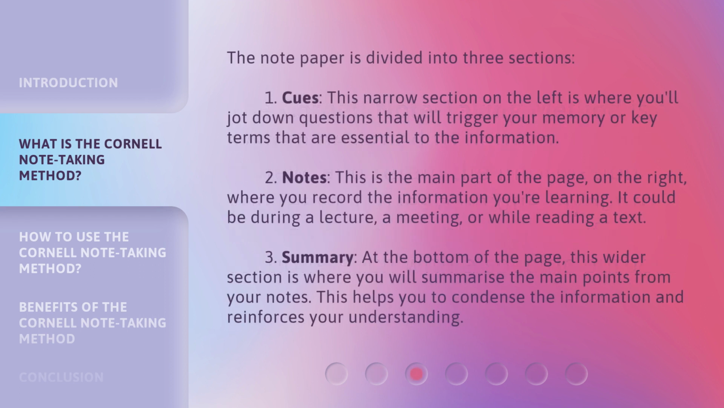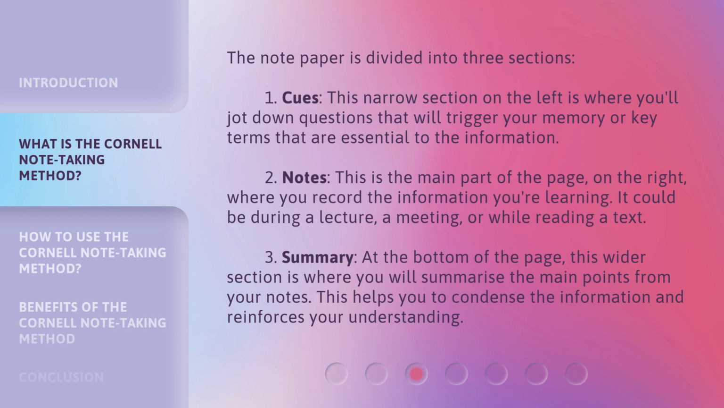The note paper is divided into 3 sections. 1. Cues. This narrow section on the left is where you'll jot down questions that will trigger your memory or key terms that are essential to the information. 2. Notes. This is the main part of the page, on the right, where you record the information you're learning. It could be during a lecture, a meeting, or while reading a text.